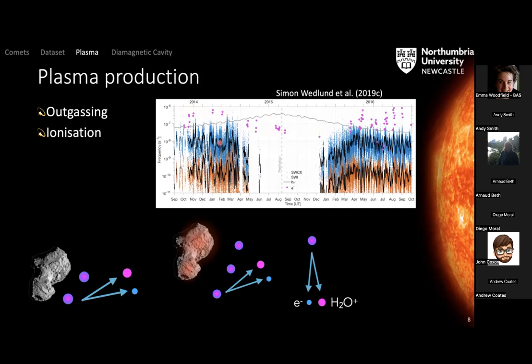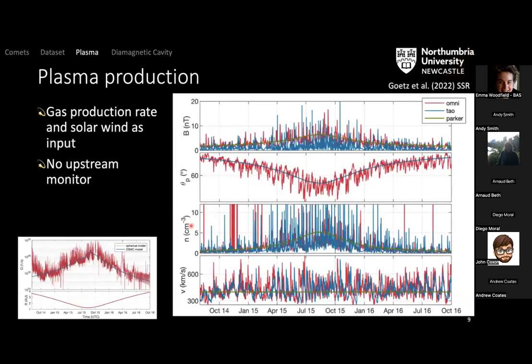There's also contributions from solar wind charge exchange and impact ionization, but that is very much lower than the other two channels. But basically, roughly what we can say, and we've already seen in the gas production rate, is the closer you are to perihelion, to the sun, the more gas and plasma is produced. The other driving force at the comet that determines the shape of the plasma environment is the solar wind.